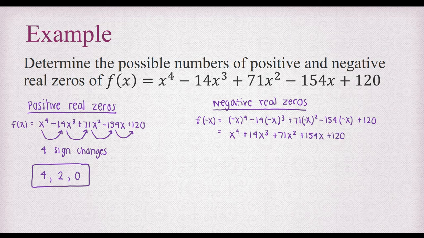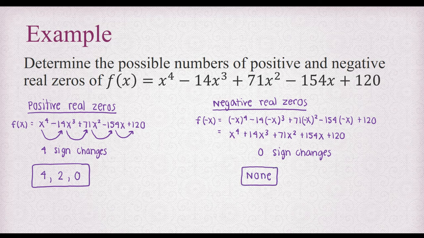number. So notice that I go from a positive to a positive to another positive to another positive to another positive. So that means that there are 0 sign changes. Everything is positive. And so if there are 0 sign changes, that means that we have no negative real zeros.